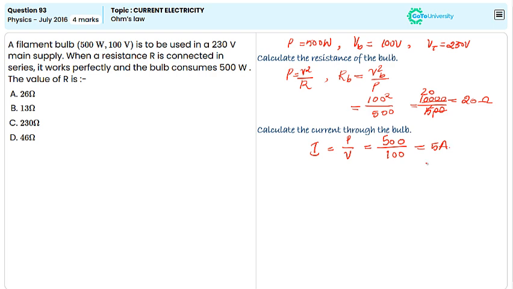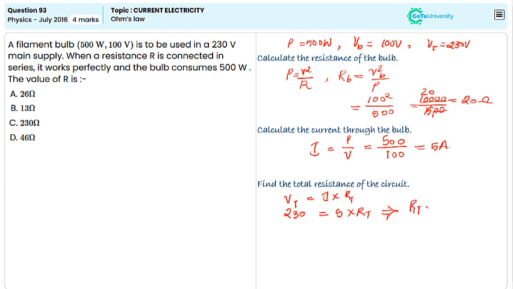Let's find the total resistance of the circuit using Ohm's law for the voltage. We have V total is equal to I into R total. Substituting the values, we get 230 is equal to 5 into R total, which implies R total is equal to 230 divided by 5, which is 46 ohms.